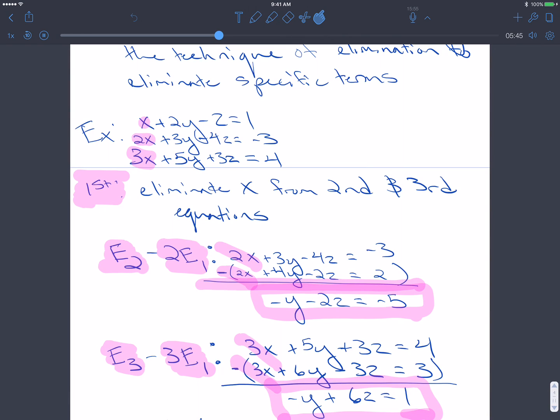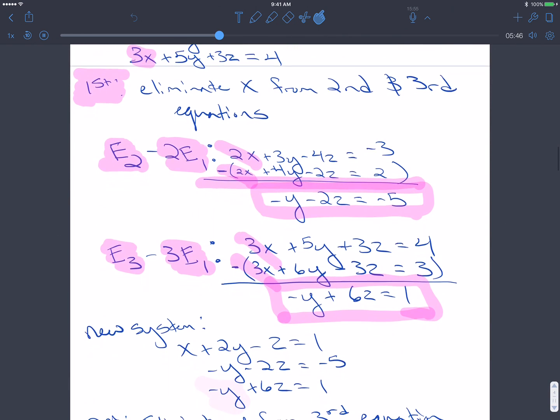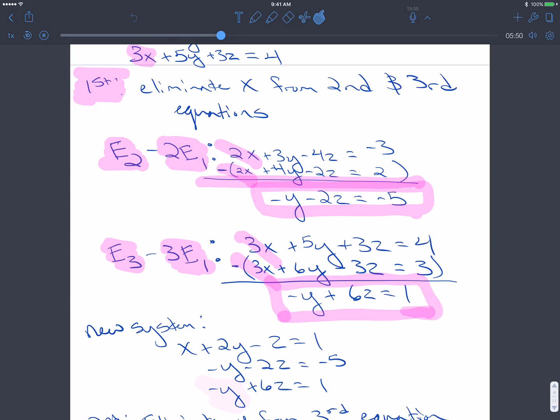Alright, so our new system then looks like the same first equation, because we didn't change the first one, but we changed the second one, and we changed the third one. So we now have x plus 2y minus z equals 1, negative y minus 2z equals negative 5, and negative y plus 6z equals 1.